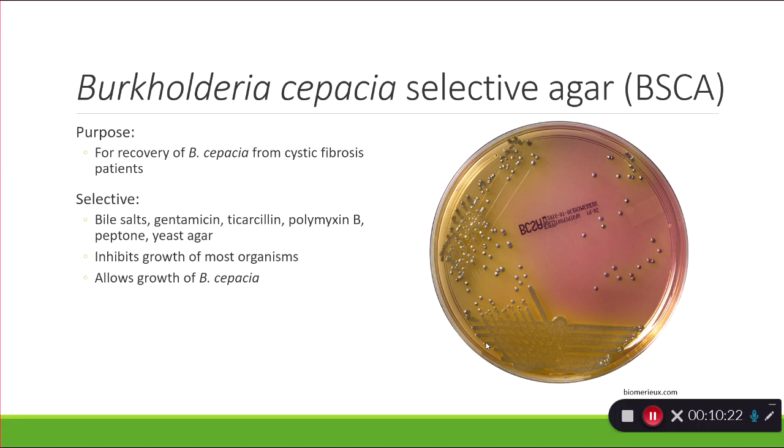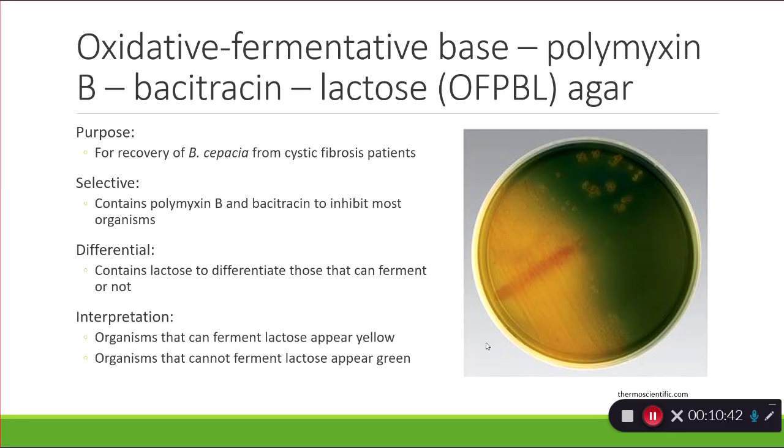So here's some Burkholderia cepacia selective agar. It's for the recovery of just B. cepacia. It's got bile salts, gentamicin, ticarcillin, polymyxin B, peptone, and yeast extract. It inhibits the growth of most organisms, but it does allow the growth of B. cepacia. The OFPBL agar is also for the recovery of B. cepacia. It contains polymyxin B and bacitracin. It also contains lactose to differentiate those that can ferment from those that cannot. Organisms that can ferment lactose appear yellow, and organisms that cannot appear green.